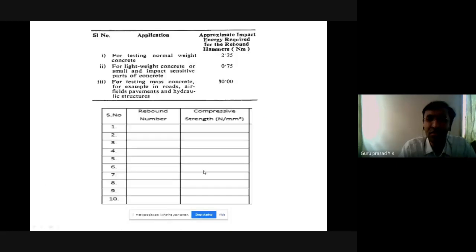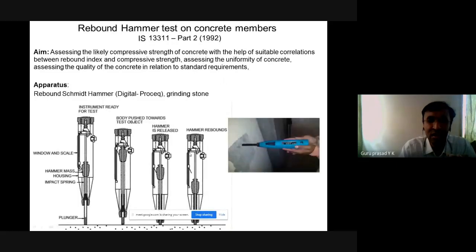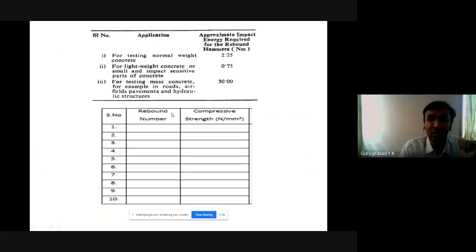So if you see here, basically what we do, we press this until you hear a click sound where the rebound hammer gets locked, and you take the value of the rebound number. The rebound number here will give you an assessment of the possible compressive strength, or whether the concrete is set or not, or whether it is intact or not.